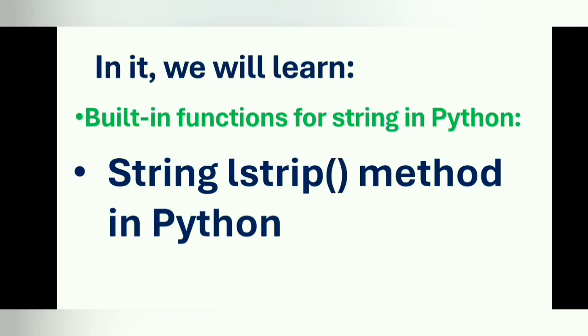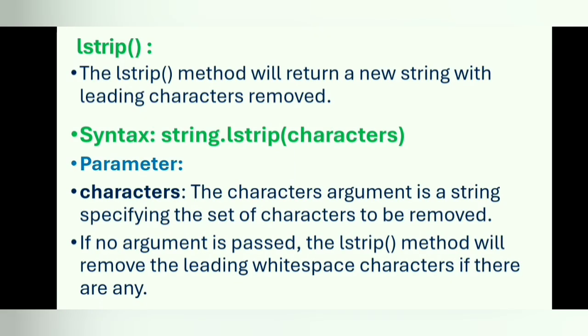In this Python tutorial, we will learn built-in functions for string in Python, the string.lstrip method in Python. The string.lstrip method will return a new string with leading characters removed. Leading means at the beginning of the string.